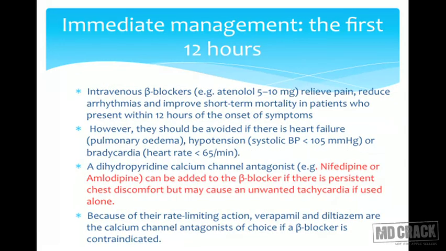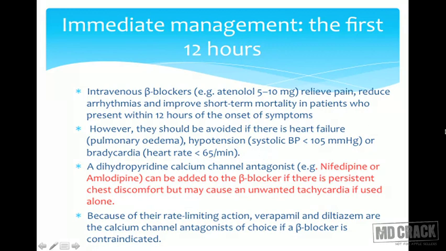To continue with the immediate management, we have to give intravenous beta blockers, mainly cardioselective beta blockers like atenolol, 5 to 10 milligrams, which relieves pain, reduces arrhythmias, which is a very important role of beta blockers, and improves short-term mortality in patients who present within 12 hours of the onset of the symptoms. However, there are definite contraindications of beta blockers, as you must know from your knowledge of pharmacology. The contraindications of beta blockers: if there is heart failure or if there is hypotension, meaning systolic BP less than 105 millimeter of mercury, or bradycardia, heart rate less than 65 beats per minute.